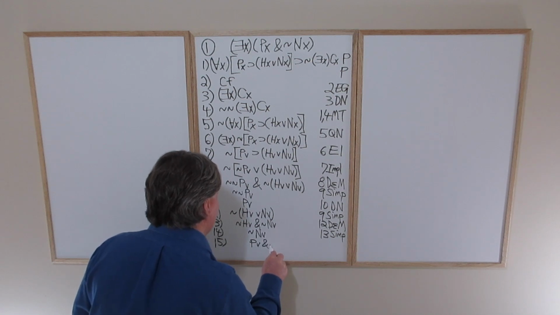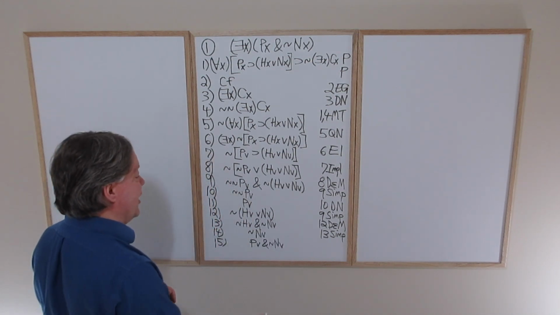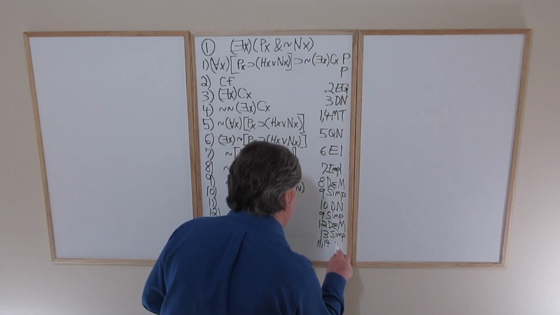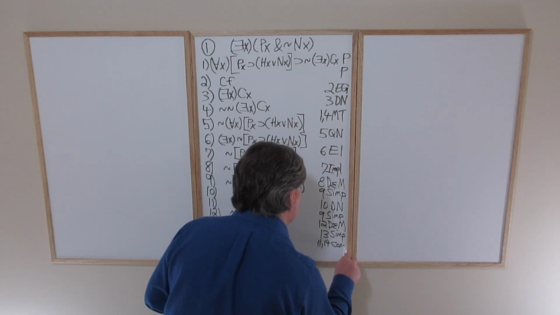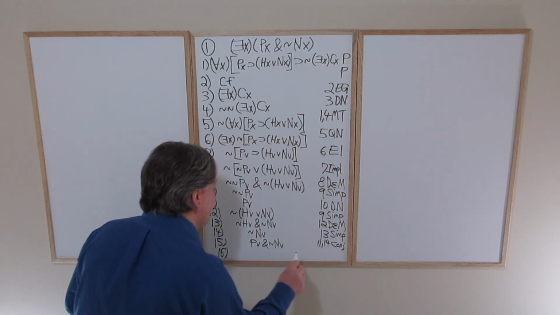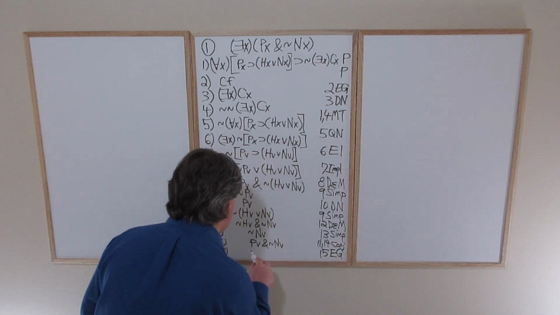And remember, we wanted PV and tilde NV, so that's 11, 14, Conj. And we end off the proof as planned. 15, EG.